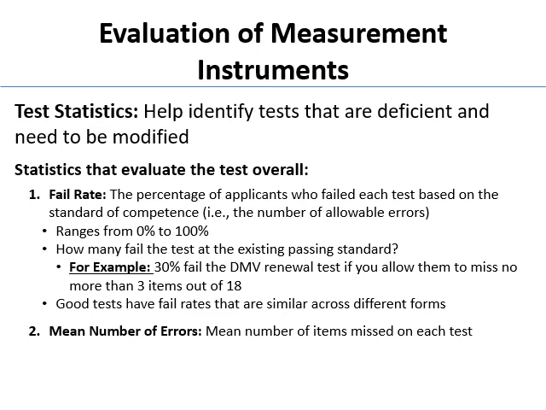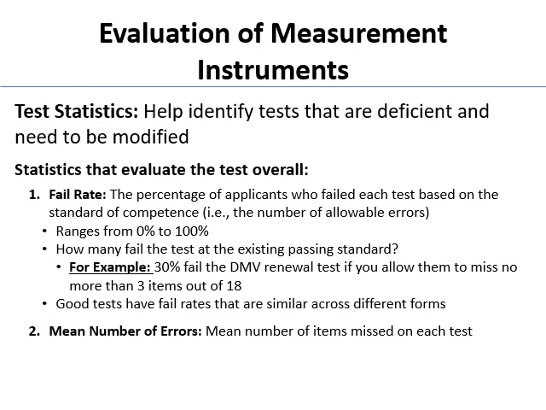So another test statistic that we look at is called mean number of errors. It is exactly that. It's the mean number of items that folks miss on the test. It's different than the fail rate because it's continuous, right? The fail rate is people dichotomously pass or fail.